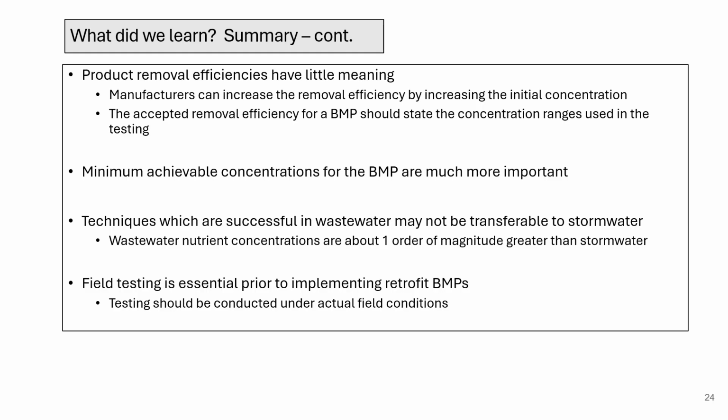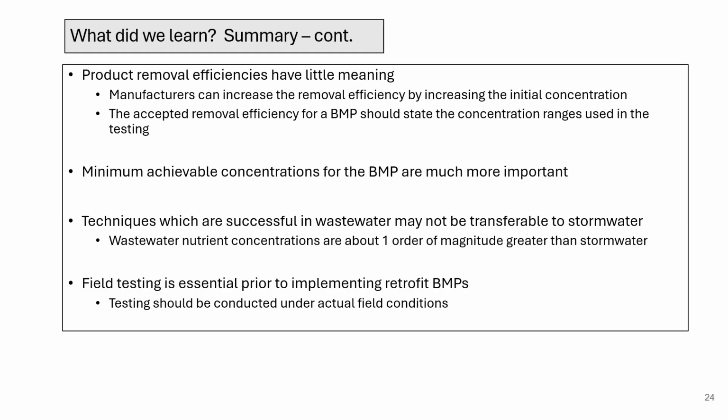Manufacturers can often inflate these numbers by simply increasing the initial concentration during testing. Therefore, for a best management practice, or BMP, to have a truly accepted removal efficiency, it's crucial that the concentration ranges used during its testing are clearly stated. What's far more important than just a percentage of removal is understanding the minimum achievable concentrations for a given BMP. This tells us what the lowest pollutant level we can realistically reach with that particular treatment is.